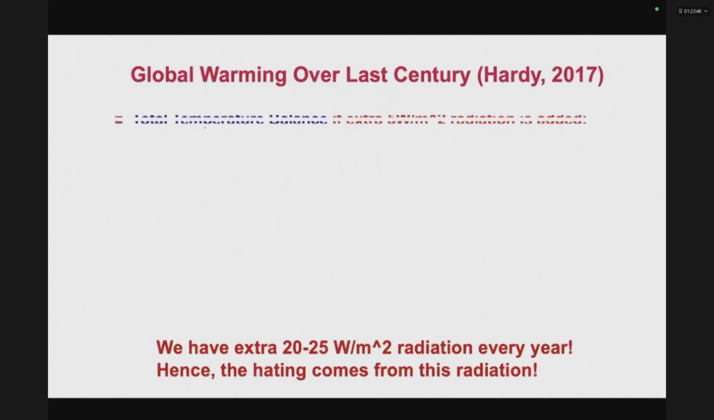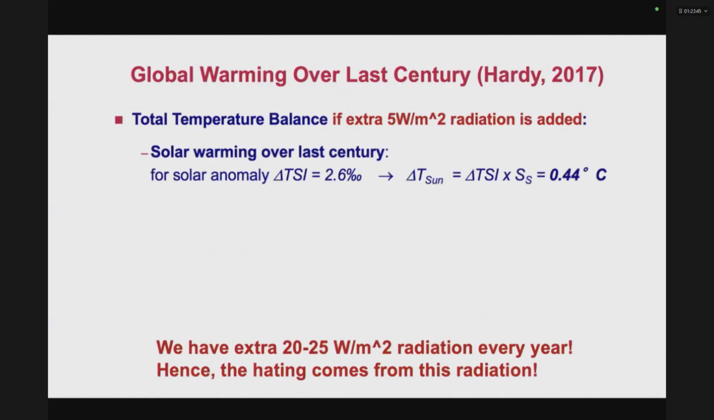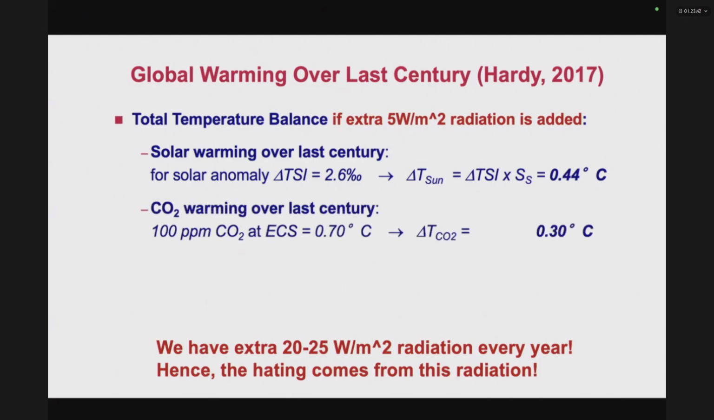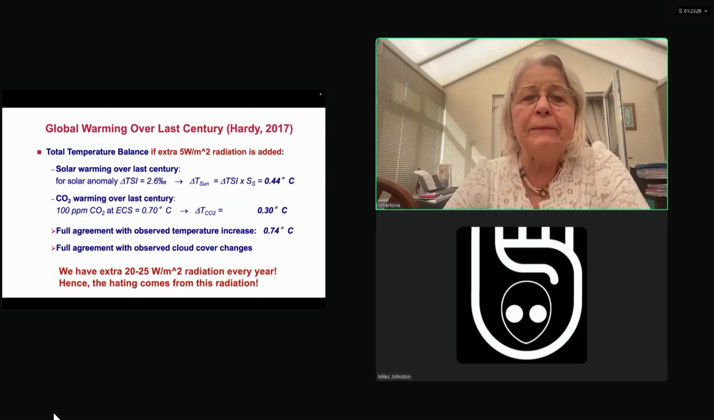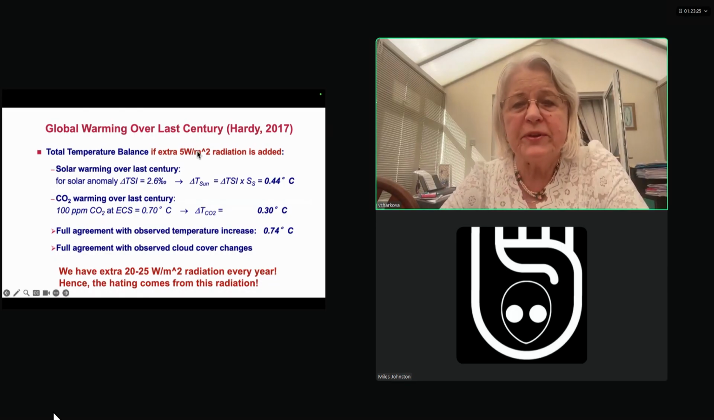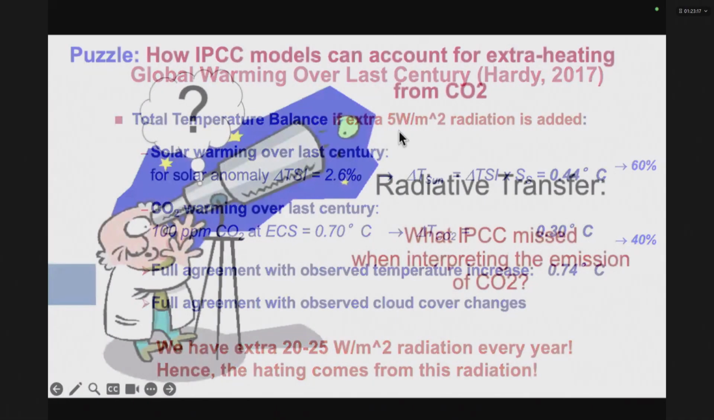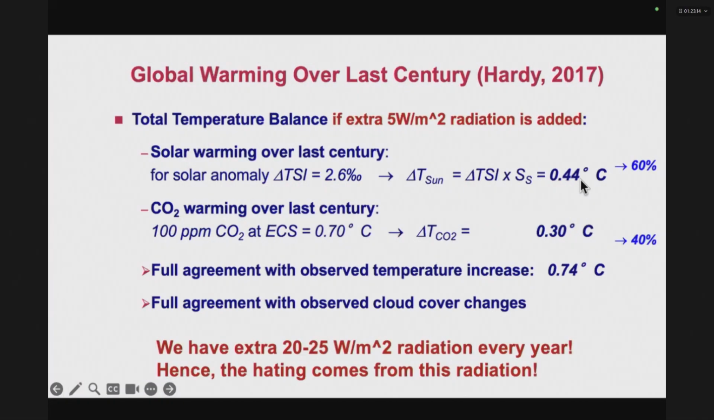And what is important to know is that, independently, it happened before we discovered this gravitation and solar inertial motion. Hardy, in 2017, tried to see how an increase of solar irradiance of 5 watts per square meter would change the ratio between heating by the sun and by CO2, and it turned out that an increase of only 5 will give a temperature increase of 0.44%, 60% of which will be by the sun. And then in their own models, it will be increased by CO2 by 40%.